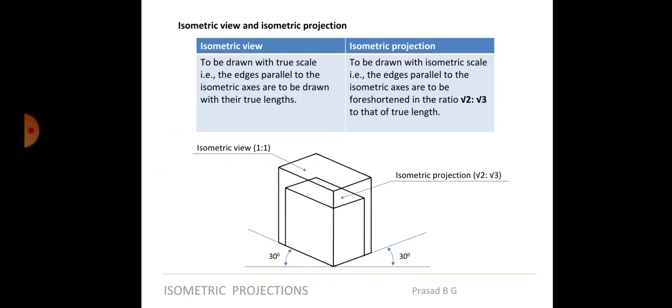Got it? So observe the sketch properly here. In isometric view, to be drawn to the true scale, the edges parallel to the isometric axis are to be drawn with true length. You can see the two sketches here, right? The bigger sketch represents an isometric view and the smaller sketch inside represents isometric projection. Now you can see the difference between them, right? It is the same object, but if you are drawing it with the actual size, it looks bigger. If you are drawing it with the isometric value, it looks smaller.